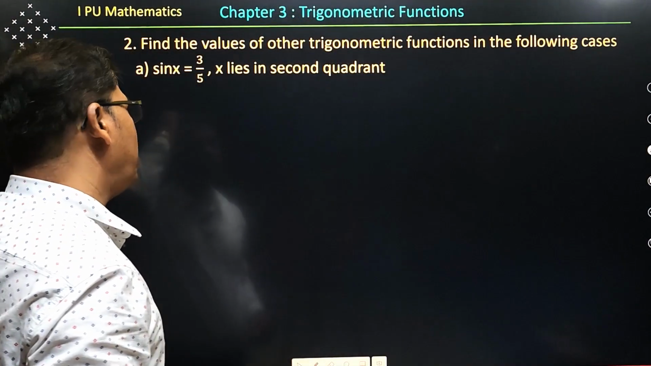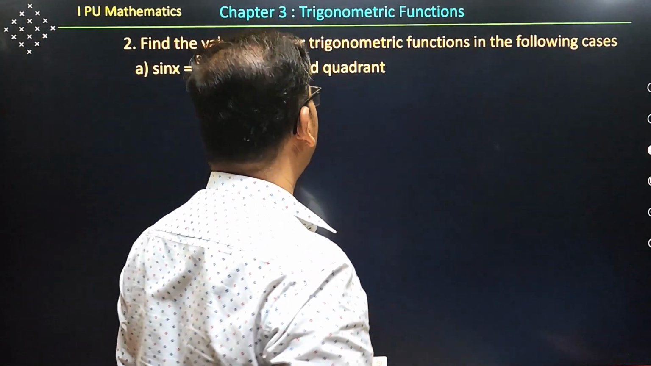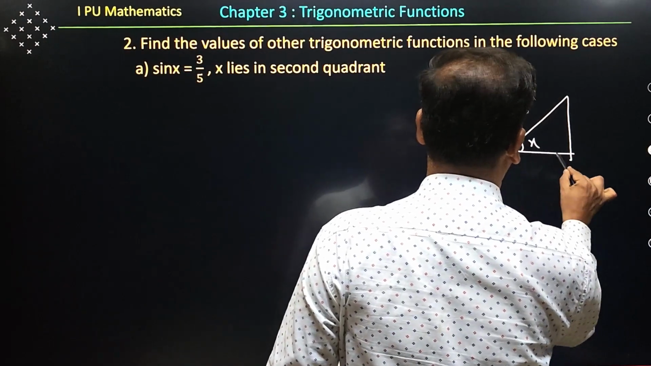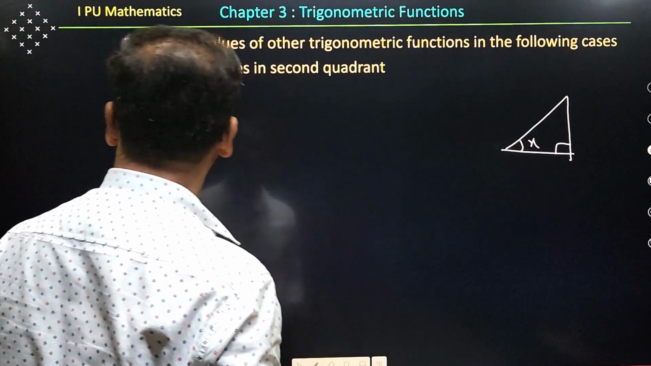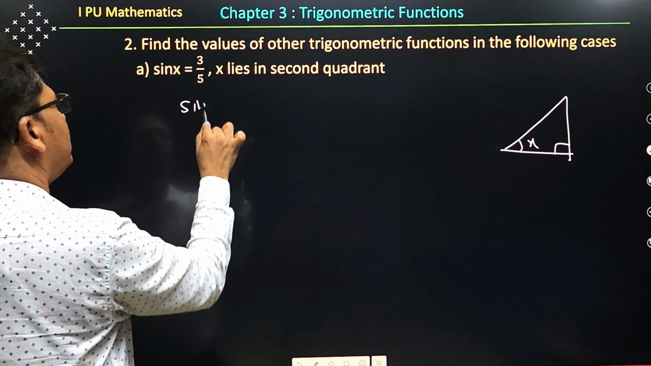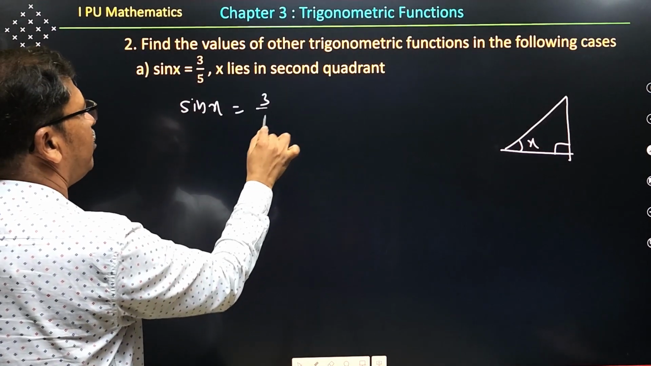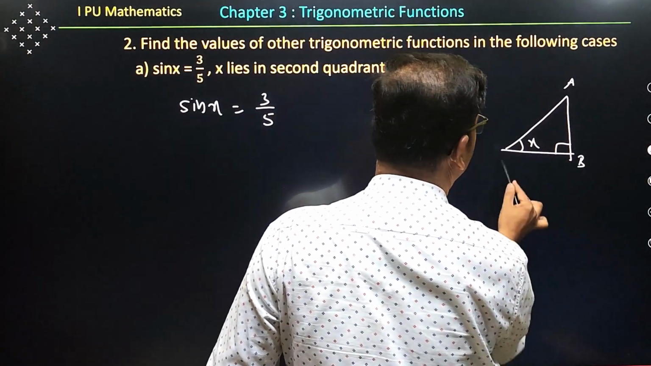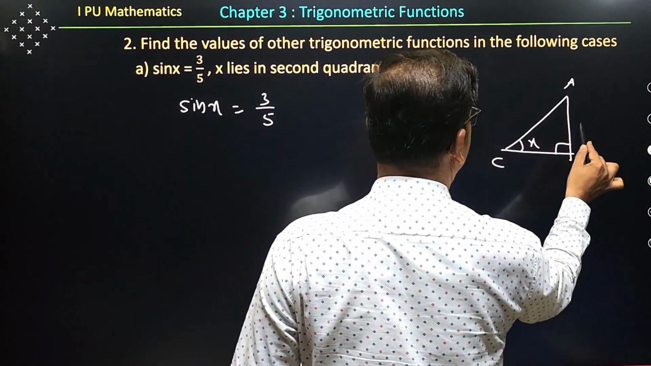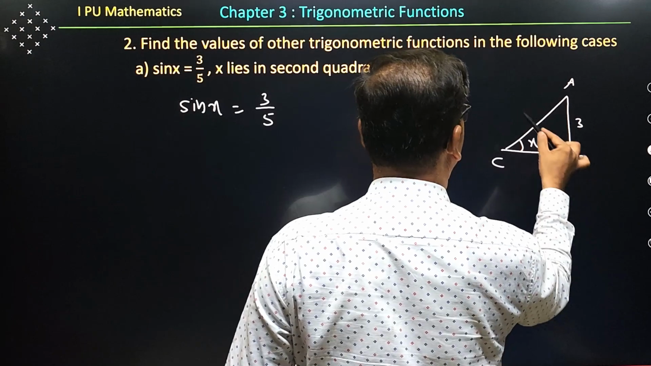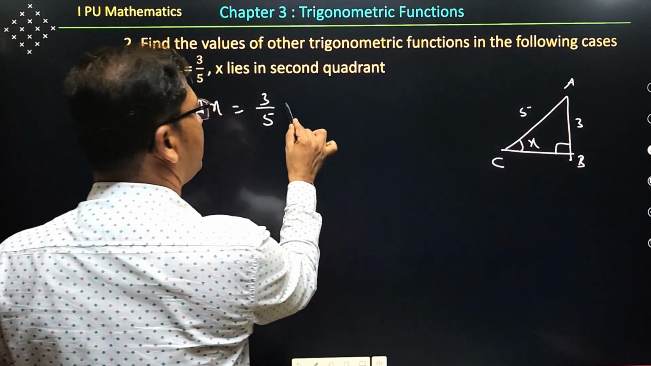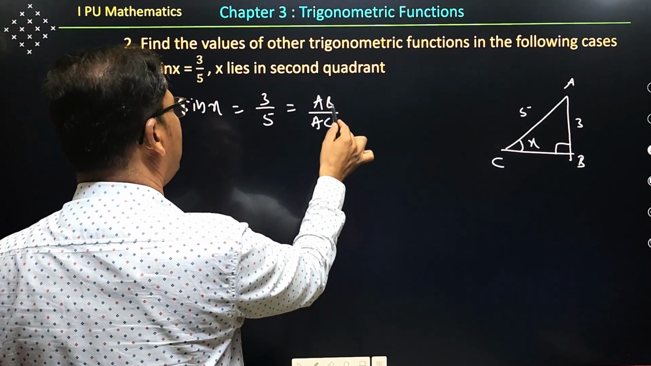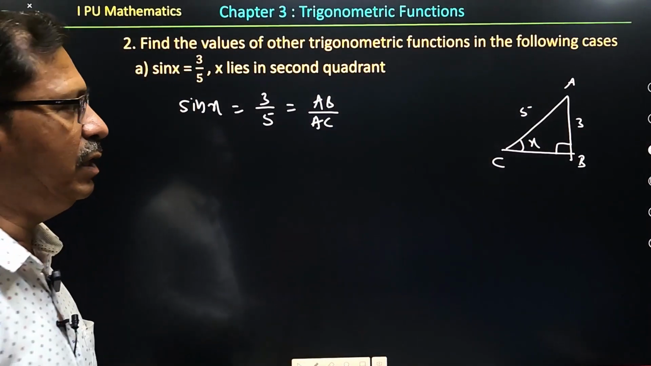Okay, let's look at another example, a similar one. sin x is equal to 3/5. Let us complete the triangle. Take this as x, this is a right angle. Sin x is equal to, let me take 3 divided by 5. Naming it ABC, 3 is the opposite side with respect to x and this is 5. This is nothing but AB divided by AC. So AB equal to 3, AC equal to 5, that I have written here.